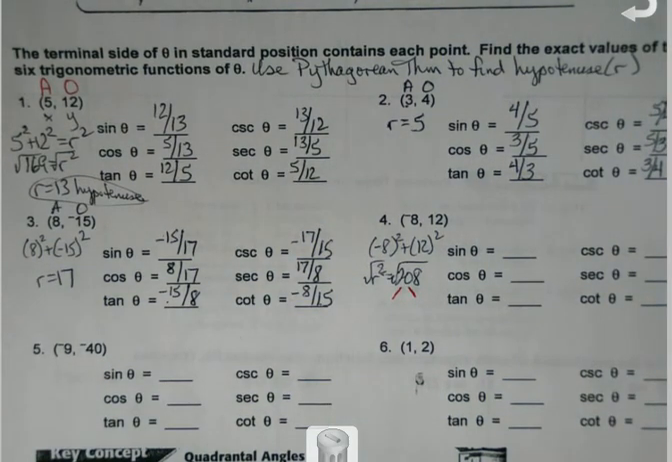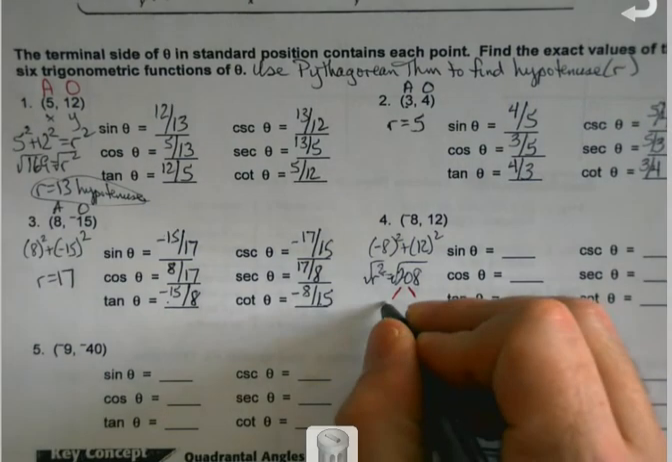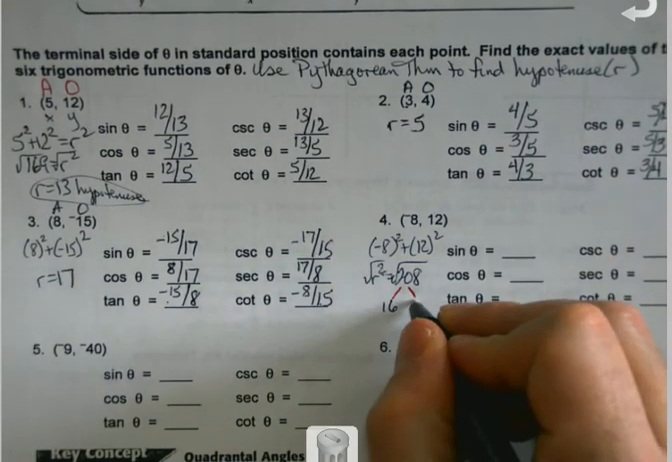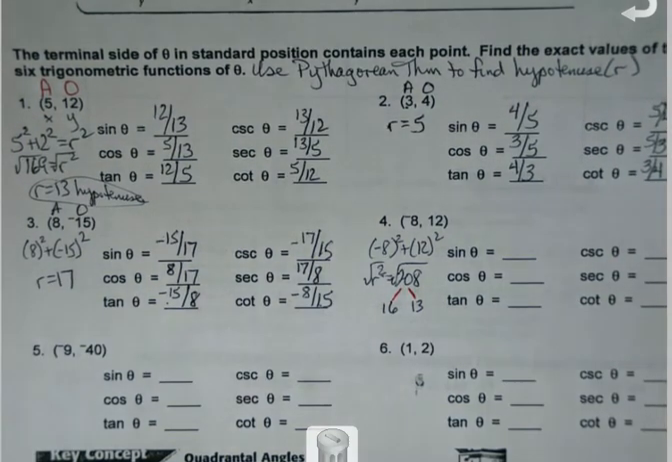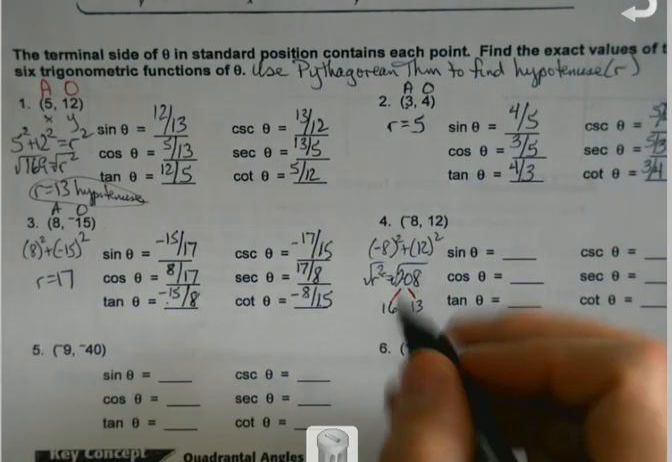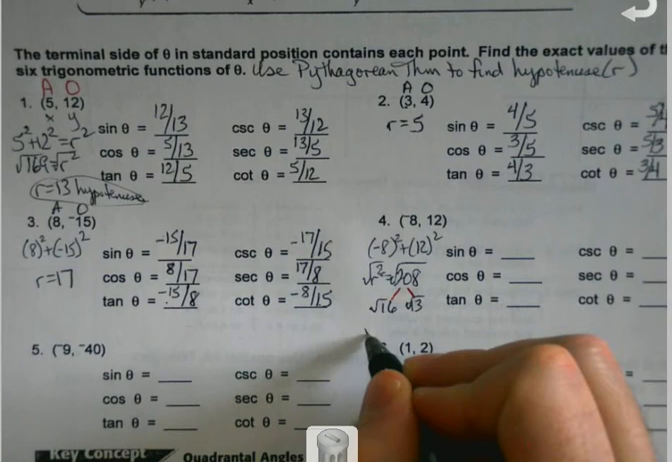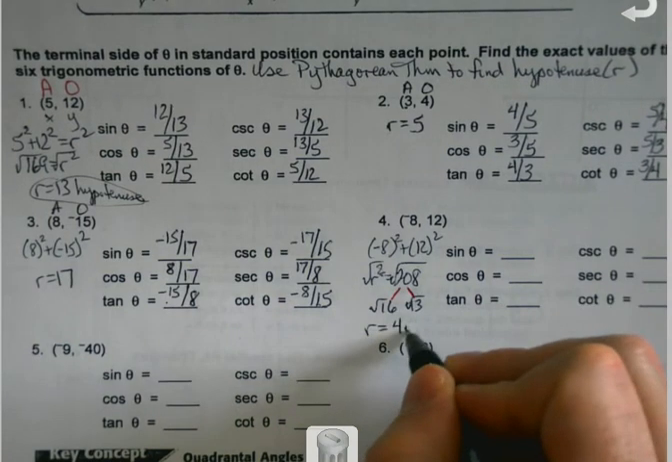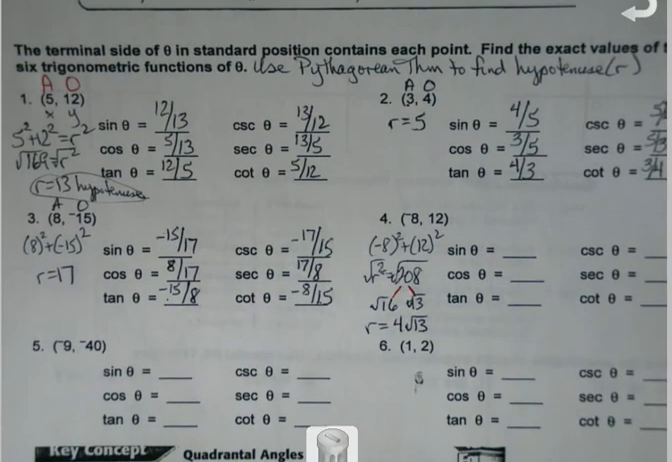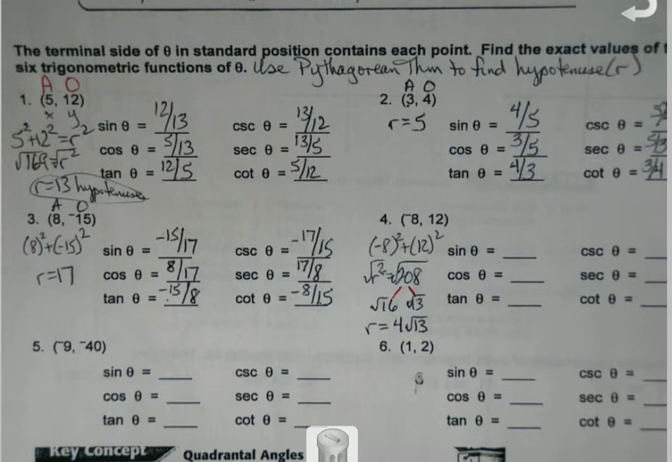What? 16. So 16 and 13 will get me to 208. Thank you. So my R, my hypotenuse is going to be 4 times the square root of 13. Hence lies the issue.